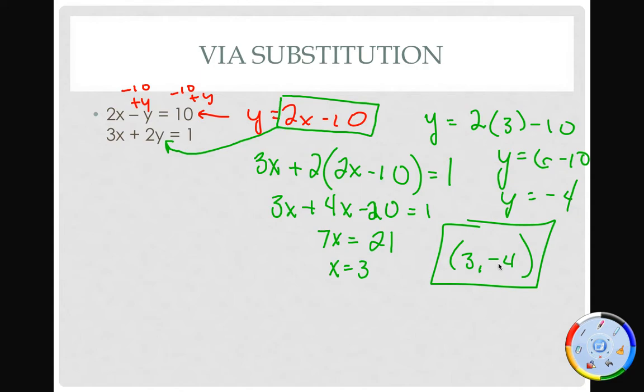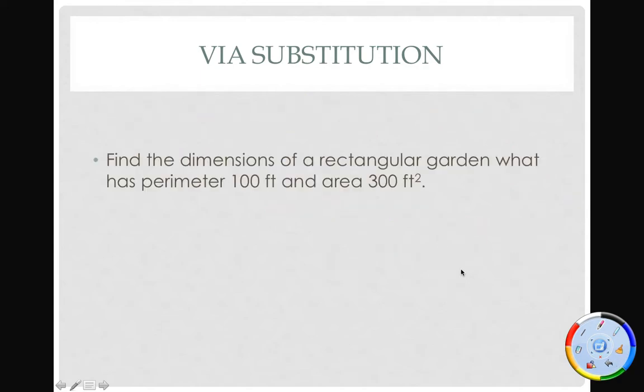All right, so that's the first example with substitution. However, this is a linear problem. They're not all going to be linear. So you'll look at this example coming up here. I want to find the dimensions of a rectangular garden that has a perimeter of 100 feet and an area of 300 feet squared.